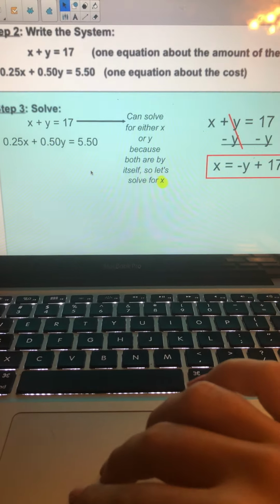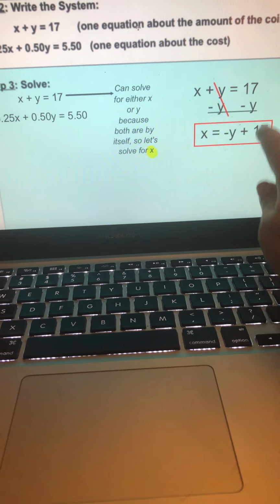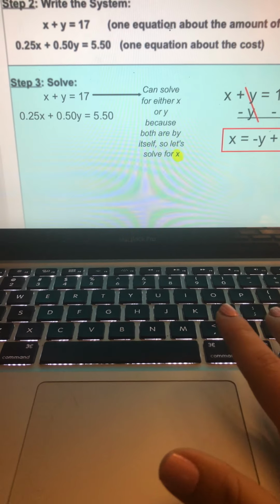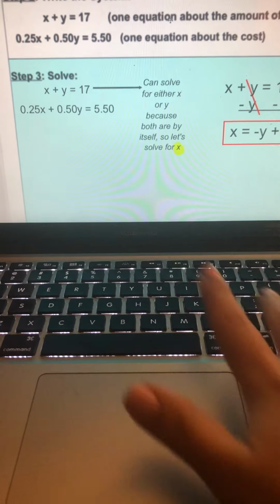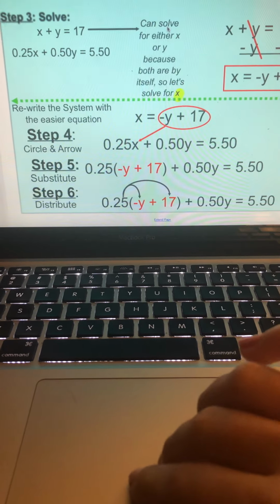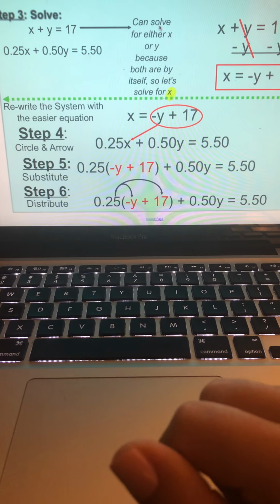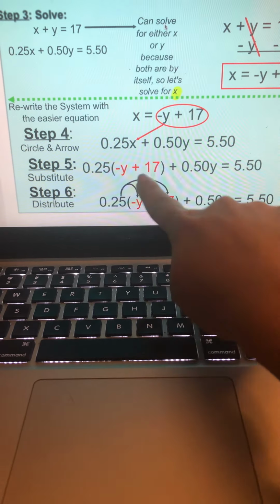I don't feel like I need to spend too much time on this because you guys were doing very well with this. You pick the easier of the two equations, you solve for one of the variables, I solve for x. You then take this equation and you're going to substitute it into the other equation that you have not touched. You'll see that here, okay? So we substitute it in, we distribute.